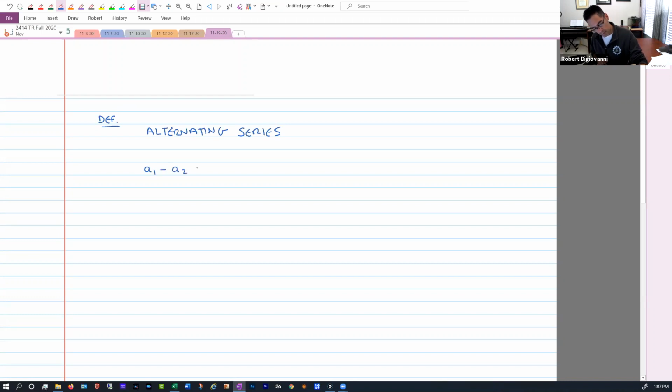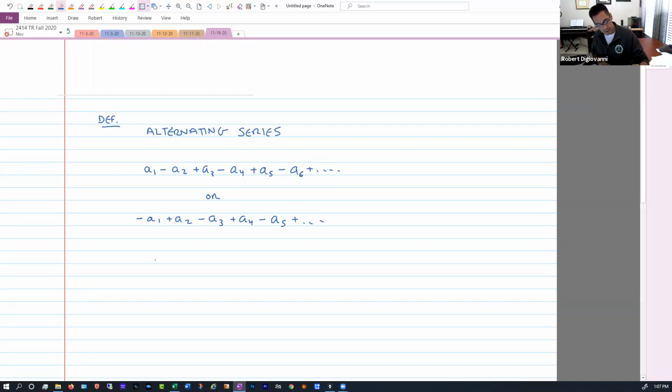minus another number plus another number minus another number plus another number minus another number, and so on and so forth. This continues. So it alternates, plus minus plus minus plus minus. Or you could start with a minus and then have plus and then minus and then plus and then minus. As long as it alternates signs, then we call it an alternating series.